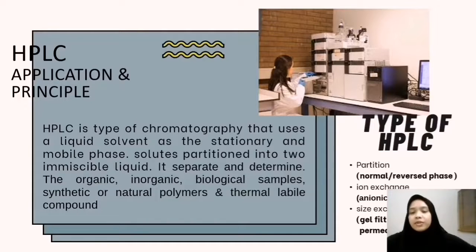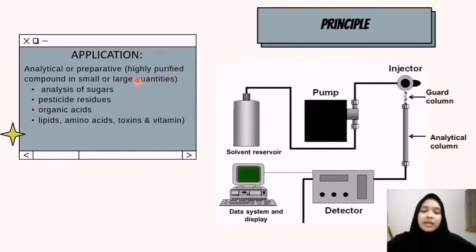For these types of chromatography, we have three types. The first one is partition. It could be normal or reverse phase. We also have ion exchange high performance liquid chromatography, which consists of anionic and also cationic. And the last one is size exclusion chromatography, which is gel filtration and also gel permeation. The applications of HPLC are, for example, in the analysis of sugars, analysis of pesticide residues, analysis of organic acid, and also analysis of compounds such as lipids, amino acids, toxins, and also vitamins.